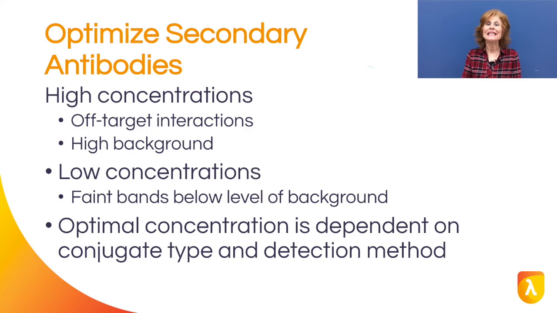Secondary antibodies need to be optimized as well. High concentrations of secondary antibody can increase off-target interactions, resulting in high background. Low concentrations of secondary antibody can exhibit faint bands that are below the level of background. The optimal concentration for the secondary antibody relies on the type of conjugate and the detection method.